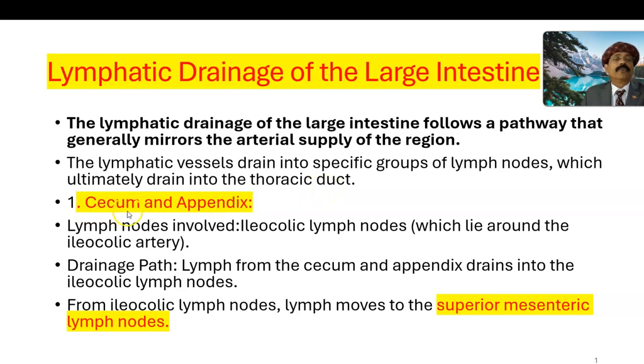For example, for the cecum and appendix, the lymph nodes involved are the ileocolic lymph nodes, which lie around the ileocolic artery, that is a branch of the superior mesenteric artery. Lymph from the cecum and appendix drains into the ileocolic lymph node. From the ileocolic lymph node, lymph moves to the superior mesenteric lymph node.